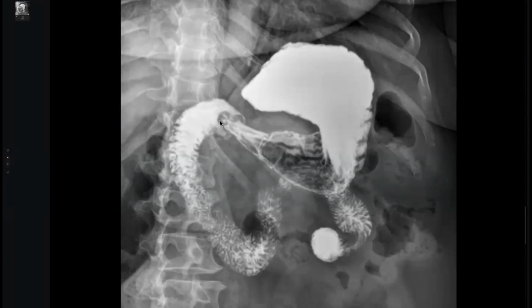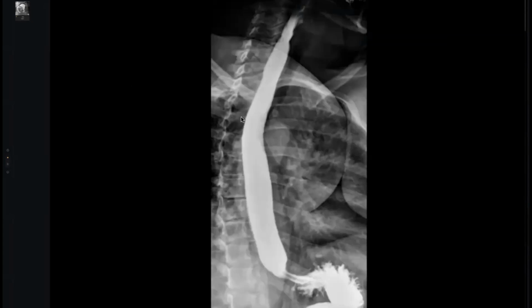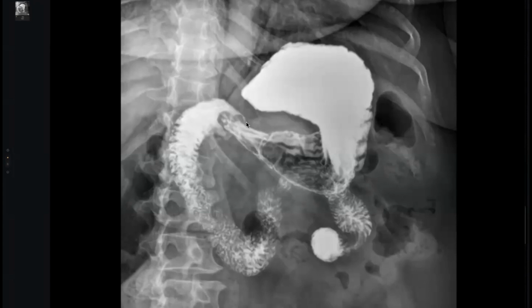By the way, the case is very difficult. This is a rare case, and most of us are not familiar with contrast. So, step by step. What is this? Filling defect, yes. Okay, excellent. Let's see it again. So there is a filling defect in the biloroduodenal junction.